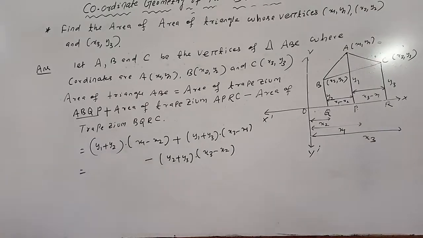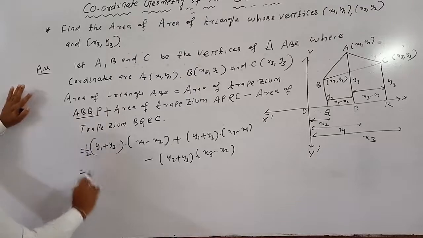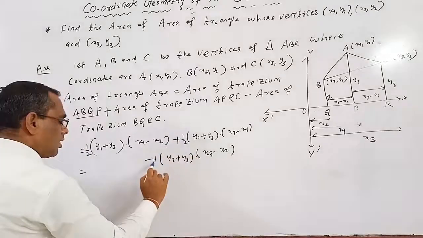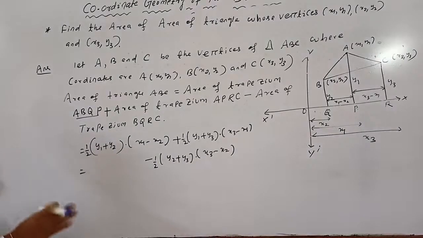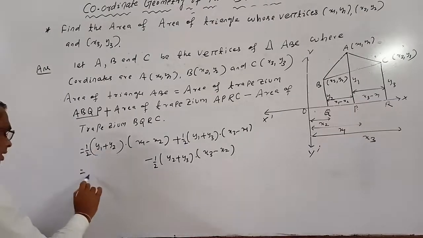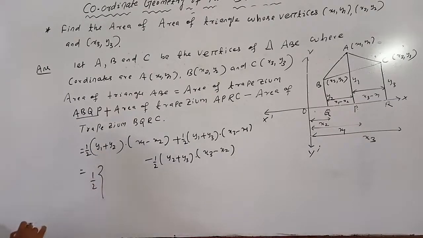Okay, so area of trapezium means half into sum of length of two sides into height. So here half is there, half will remain. Okay, area of trapezium means half into sum of length of two sides into height. Okay, so half take it common, total in bracket outside.